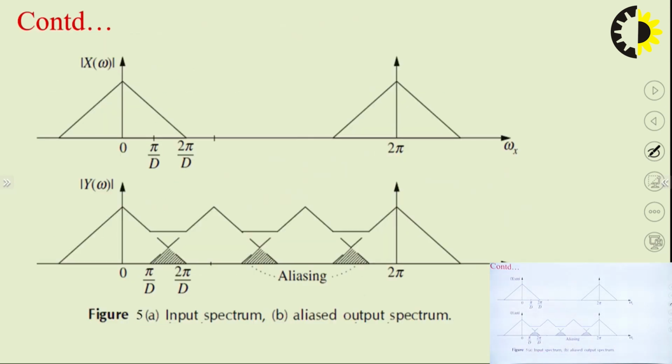So here you can see the original signal spectrum. If we do not pass the sequence or signal x(n) through a low pass filter, then this type of spectrum aliasing will occur. To reduce this aliasing, we band limit the signal to pi by d using a low pass filter. So this is the input sequence spectrum, and this is the aliased output spectrum if we do not first pass our signal through a low pass filter of bandwidth minus pi by d to pi by d.